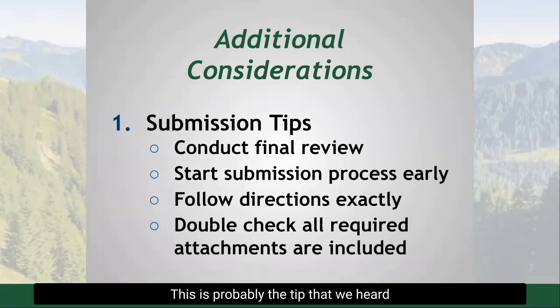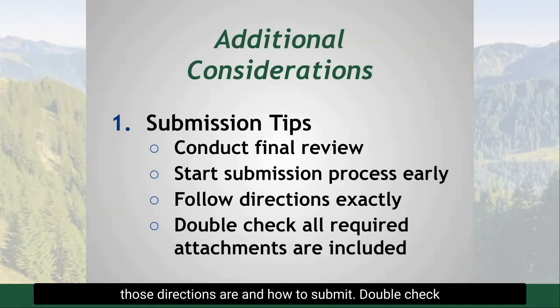This is probably the tip that we heard most commonly when we worked with state government on what are some of the challenges they see with submissions that come in, is that people just didn't follow the directions exactly. So follow the directions exactly. That can be hard when you're digging through a 30, 40, 50 page proposal document, but really make sure you're doing that. That's why that checklist we showed you earlier can help, because it can really help you to find what those directions are and how to submit. Double check all required attachments are included.